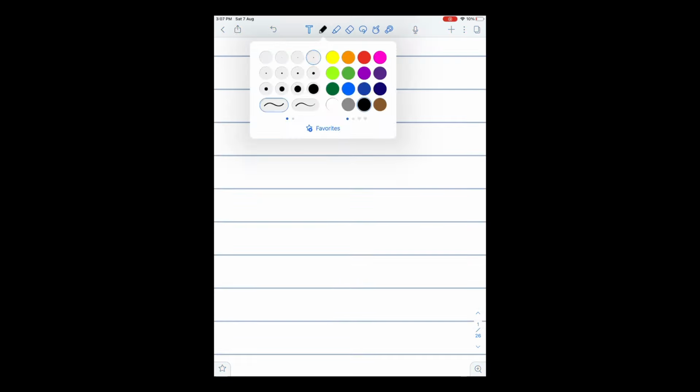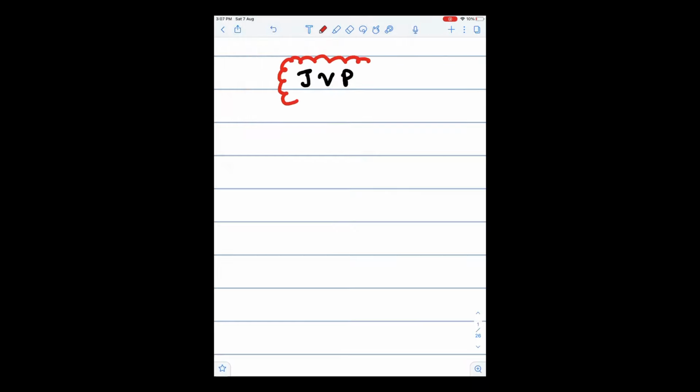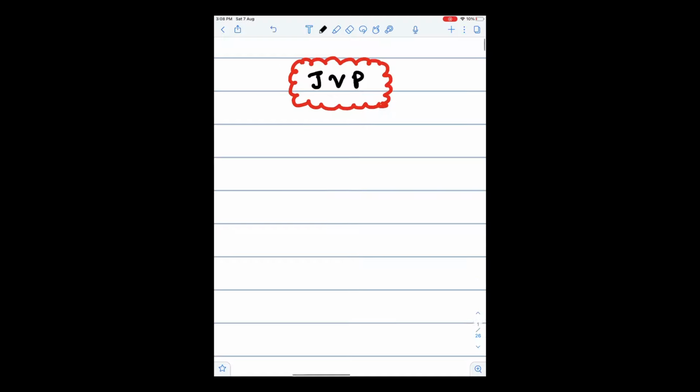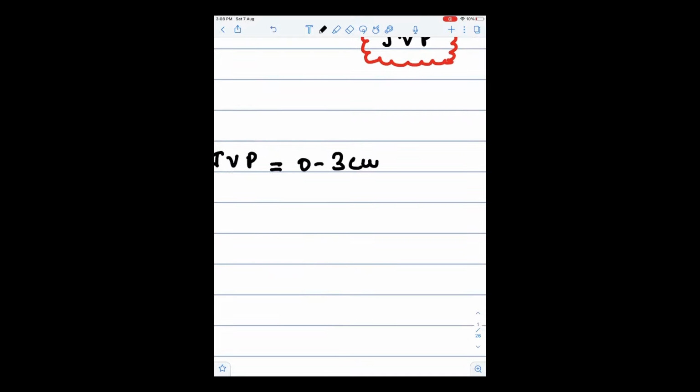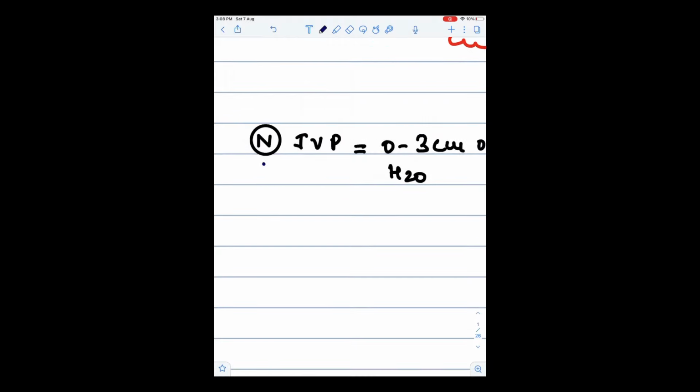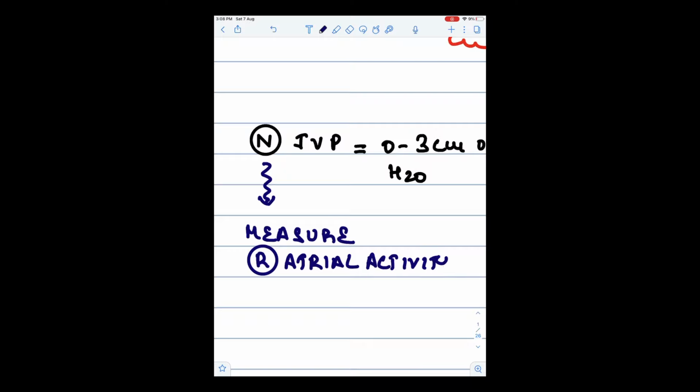Today the topic of discussion is JVP. What is JVP? JVP is jugular venous pressure. The normal JVP value is 0 to 3 centimeter of water. And it basically measures the right atrial activity.